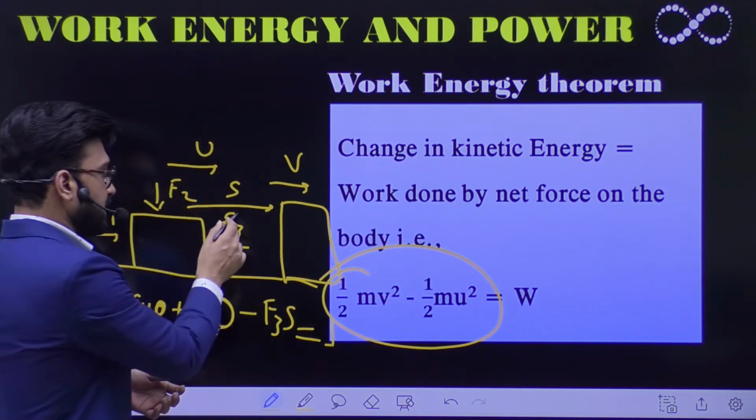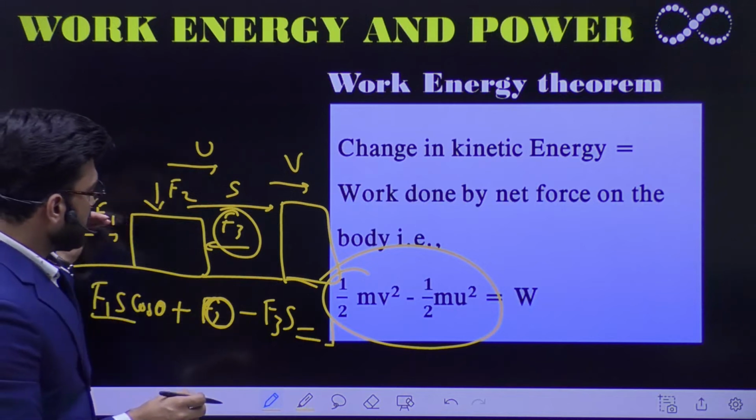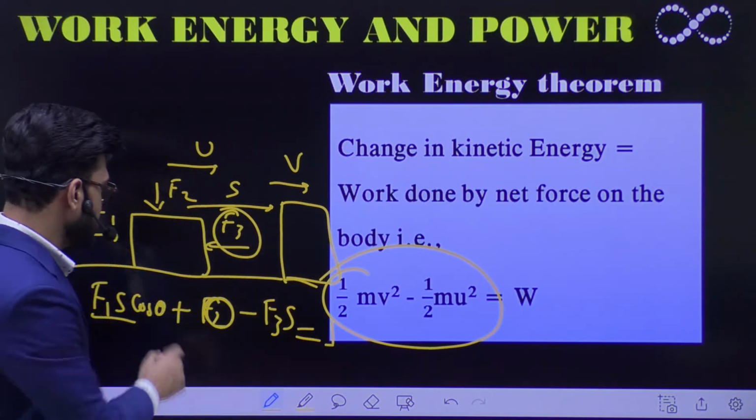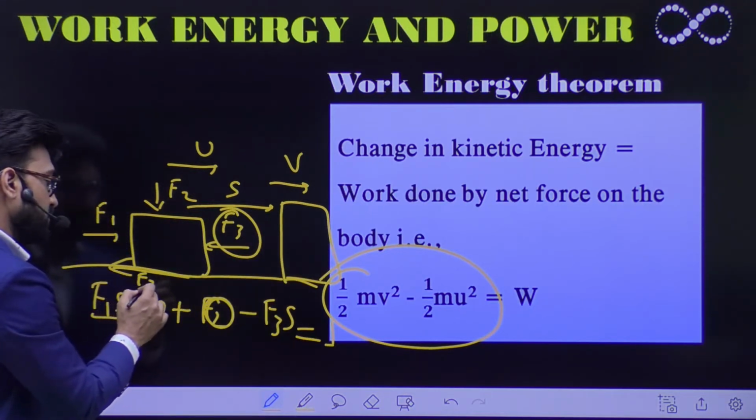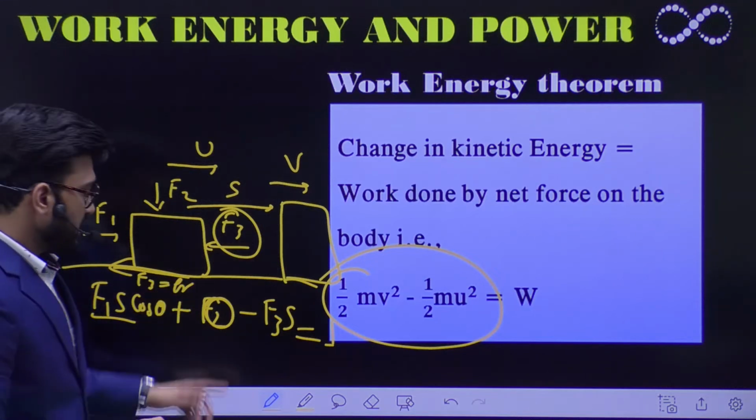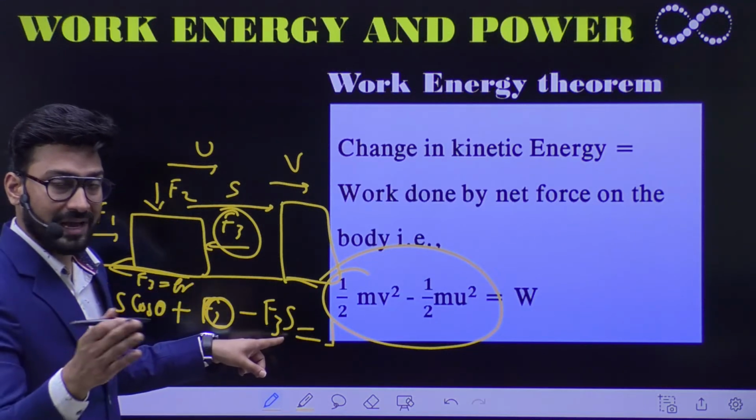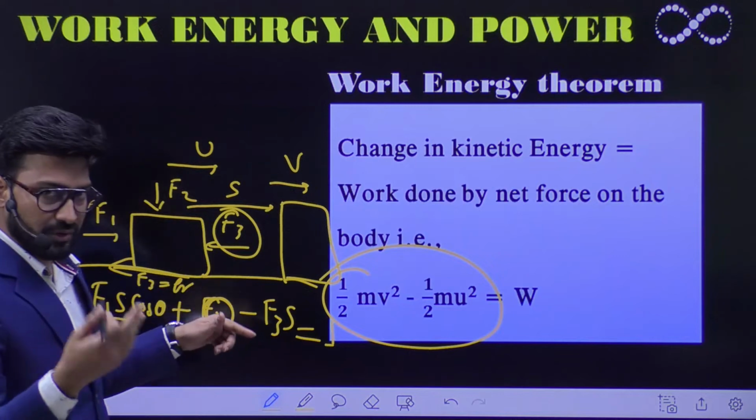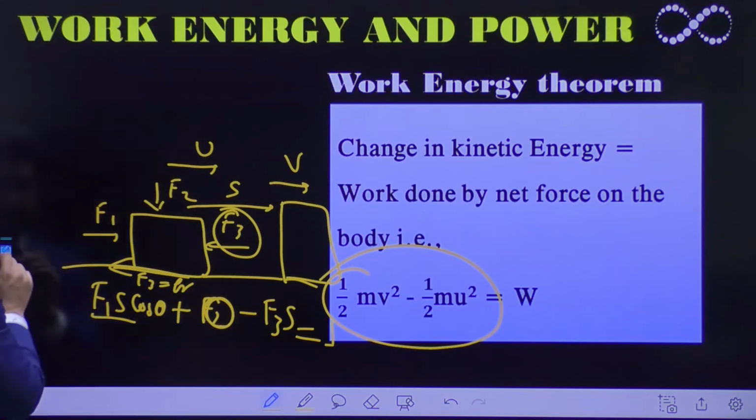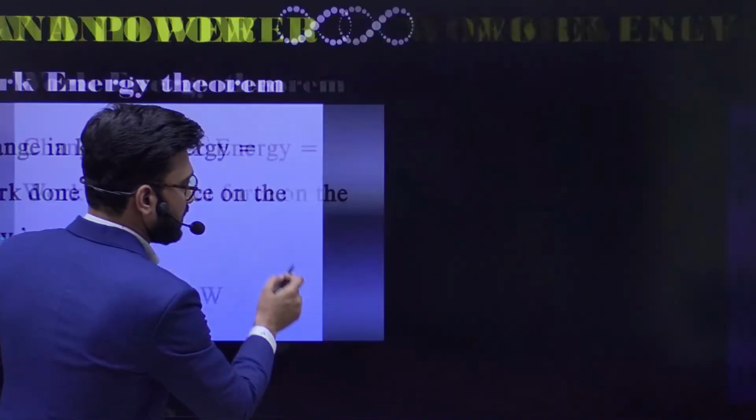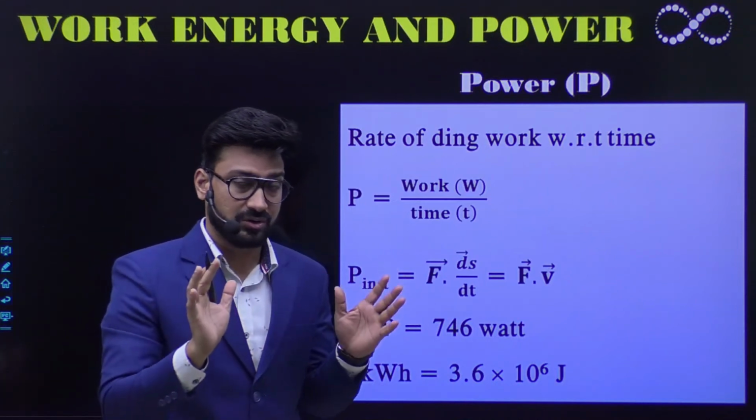Okay, this force again can be friction force, if it is moving in this particular direction. This could be a friction force. F3 could be a friction force. Here you will put the value of friction, which is mu mg in this particular case, mu into n. Okay, now I hope this work energy is clear to you.